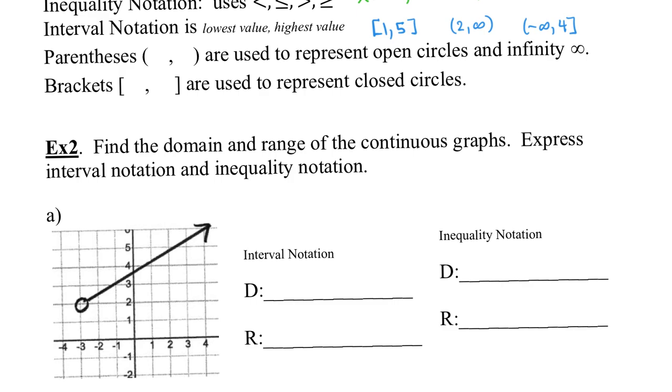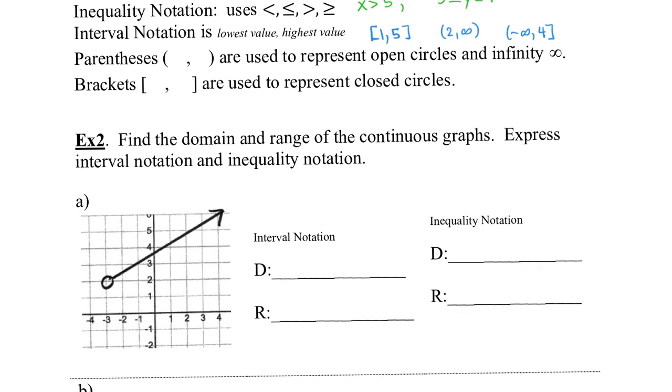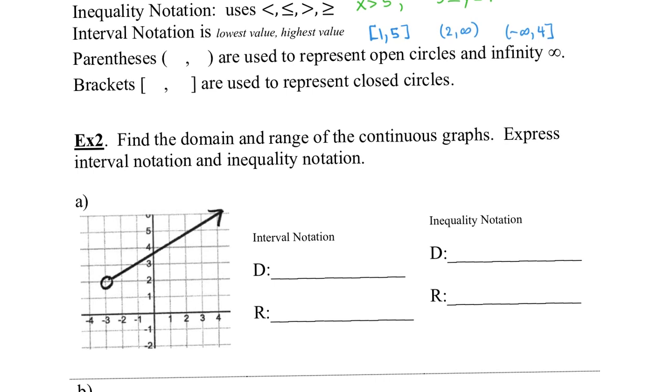Okay, we're going to look at these continuous graphs and we're going to represent our domain and range as both interval and inequality notation. Eventually you'll pick which one you prefer, but you need to be able to read it both ways. Okay, let's start with interval. Interval notation is going to be the lowest and highest value. We're going to use parentheses and brackets.